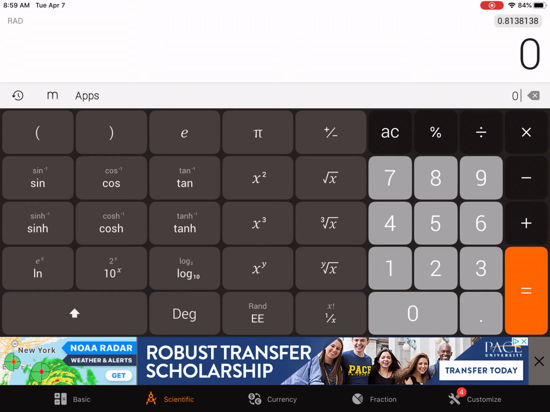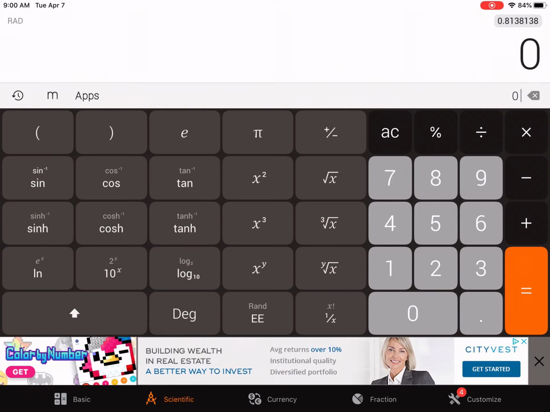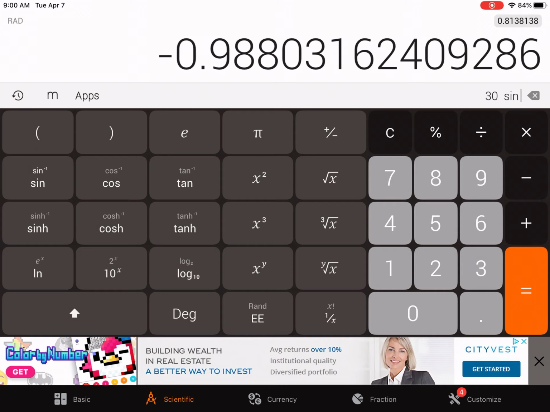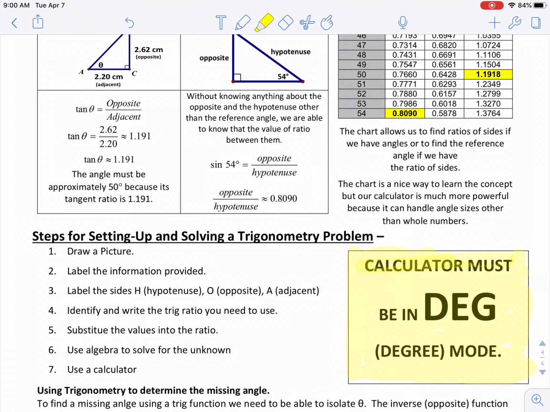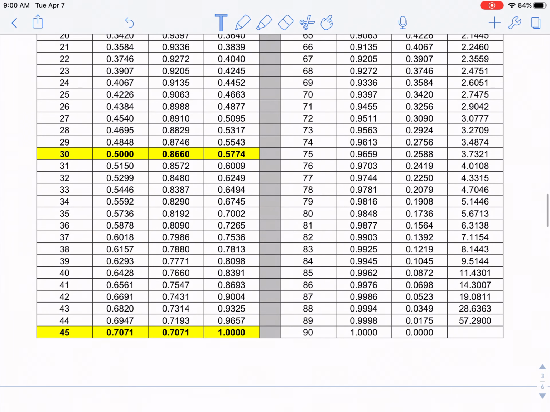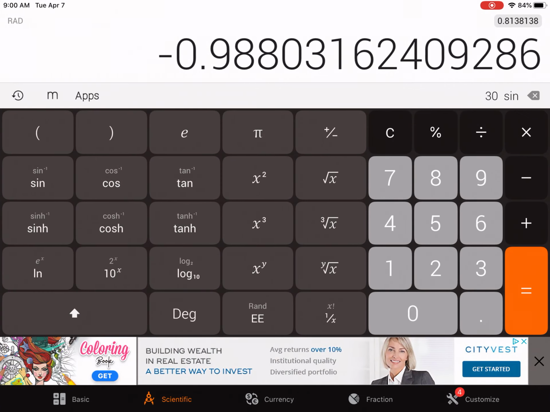Here's what happens if I forget to switch that. Oh, nope, I've got to delete that. I've got to type in 30 first. I'm going to hit sine. Notice, I get a negative 0.9. Well, if we go back to our notes, we know sine of 30 should be 0.5 because it's right here. That's the one we're looking for. So let's go back real quick. I'm going to clear that out.